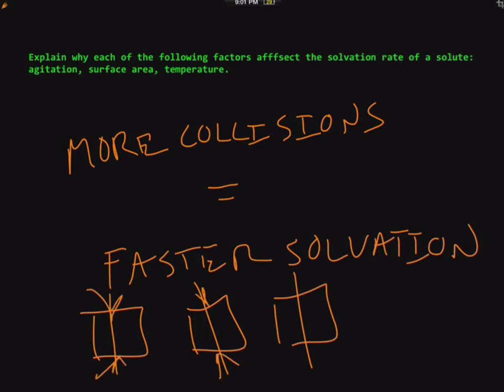That increases the collisions. And temperature, you're really talking about the energy of the particles, how fast they're moving. If they're moving faster, well, then they're going to have more collisions because they're just moving faster. So every collision leads to another collision. They're more energetic, which means they're going to have more collisions, and that increases the rate of solvation.